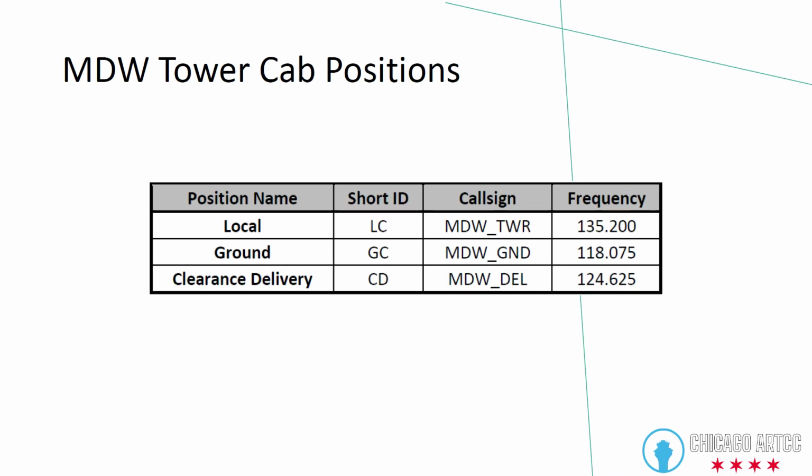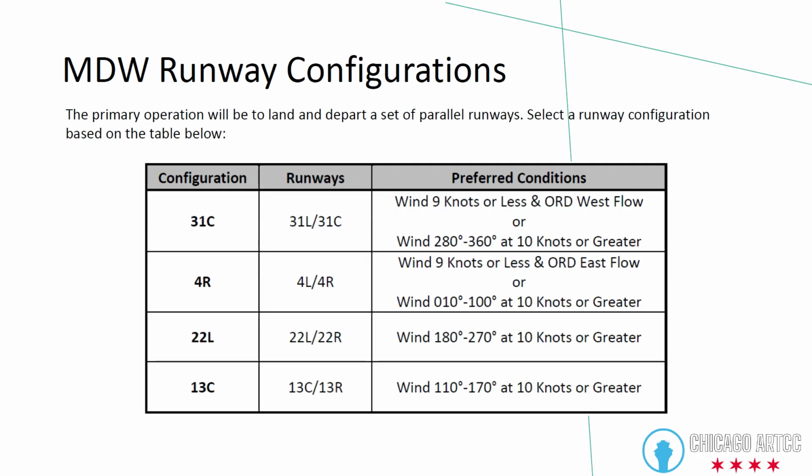Tower cab positions, obviously we have local, ground, and delivery listed out in our SOP. Runway configurations, I would always suggest using the D8S website to see what the real world is doing. That'll help you with making decisions on which runway should be active, and also the flow of O'Hare. But you can see the different configurations here depending upon winds directly out of the SOP.